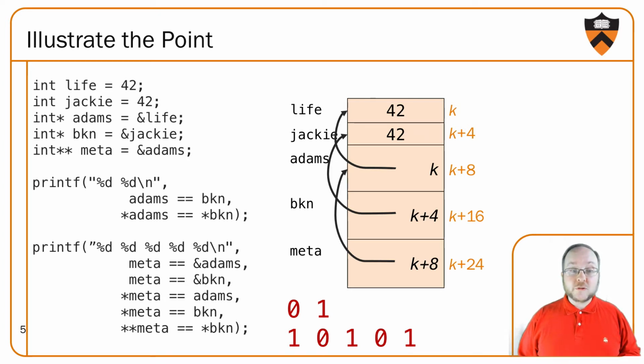Star meta equals Adams because we follow the arrow and arrive at Adams. So we compare Adams' contents, k, with themselves, k, and get true. Star meta is not equal to Brooklyn because we follow the arrow and compare Adams' contents, k, with Brooklyn's contents, k plus 4. That gets false. Finally though, star meta does equal star Brooklyn because it's the same as our second comparison. Star meta is the same as star Adams, so it's 42, the same as star Brooklyn is 42, just in a different location.